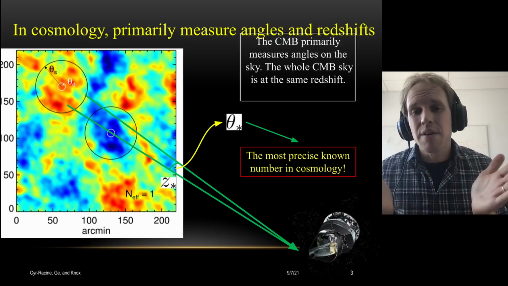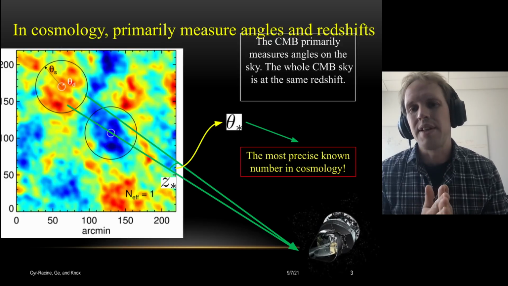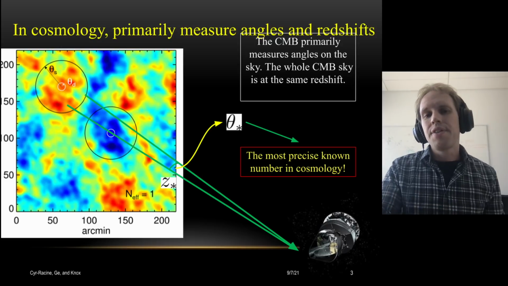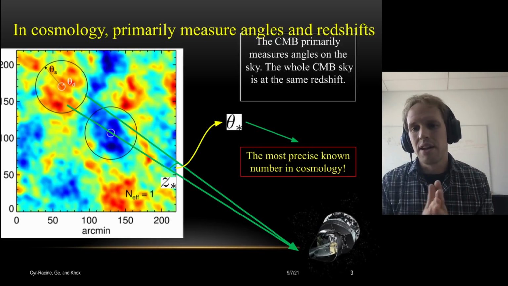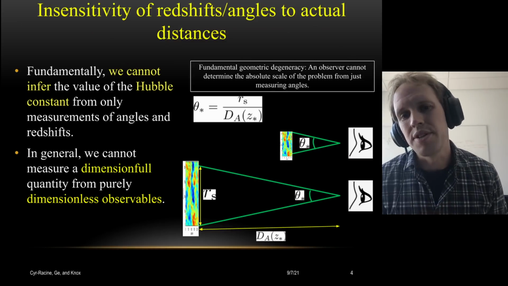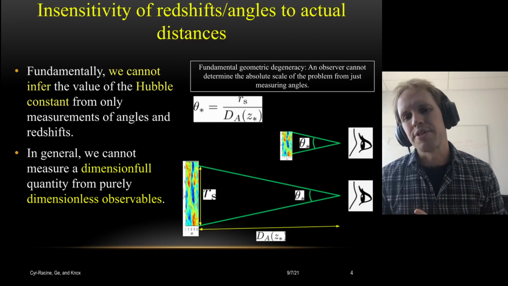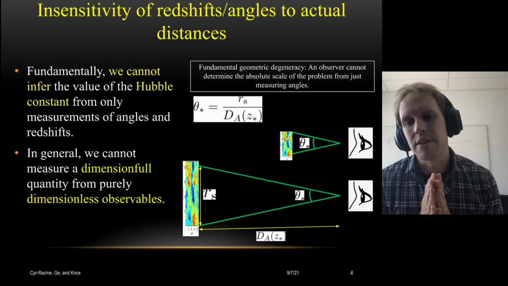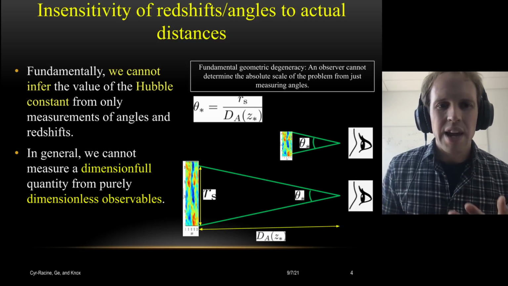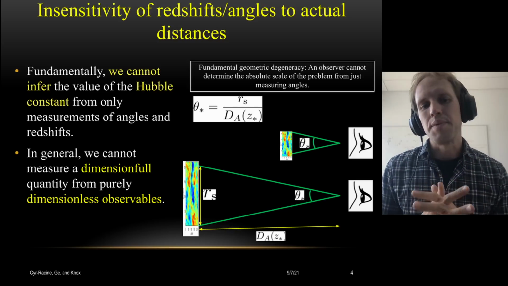But fundamentally, angles and redshift don't have absolute scales built in. They're dimensionless numbers. They're invariant under an overall rescaling of the whole universe. So if our primary observables in cosmology, things like CMB polarization and temperature and the distribution of galaxies, are invariant under this rescaling, then obviously we cannot directly infer the Hubble constant from these measurements.